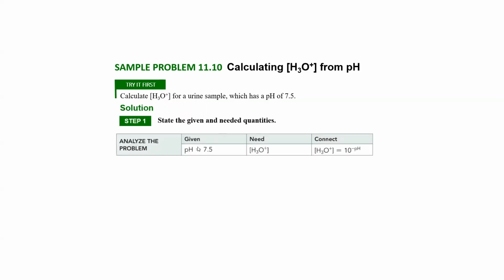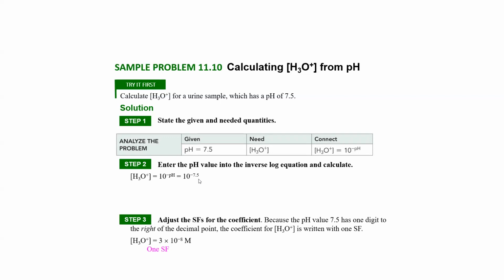So we are given the pH, we want the hydronium ion concentration. The equation that we're going to use is hydronium ion concentration is equal to 10 to the negative pH. So we input into our calculator 10 to the negative 7.5. I think you should practice with your calculator to make sure you're getting the same answer here. And you should be getting 3 times 10 to the negative 8 molar for the hydronium ion concentration.